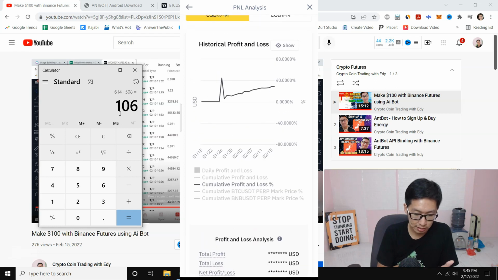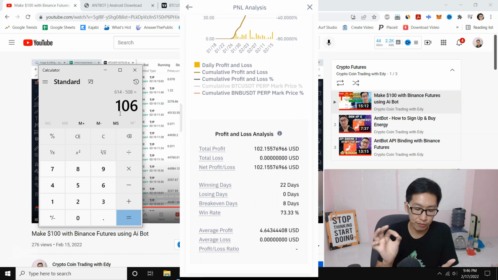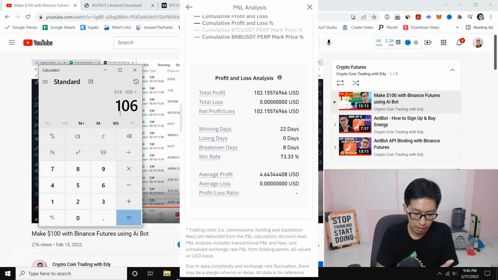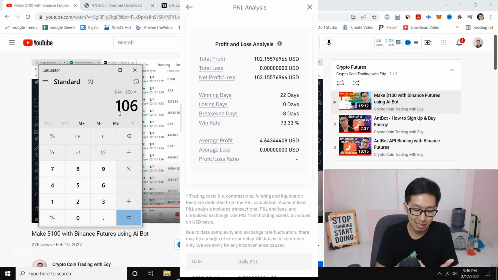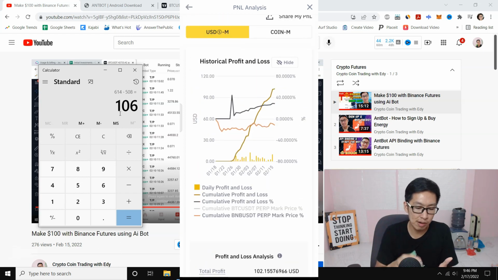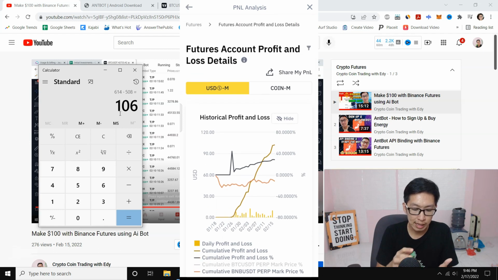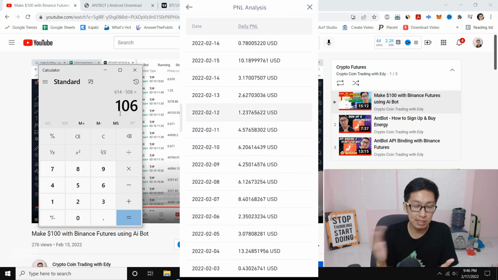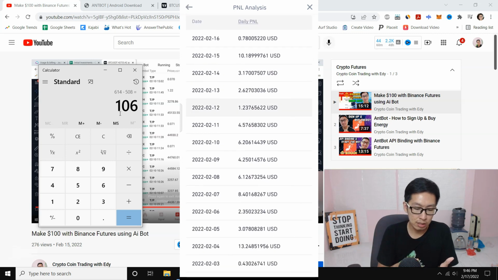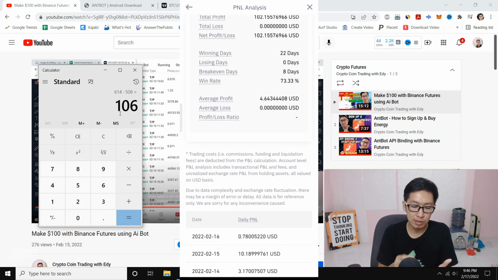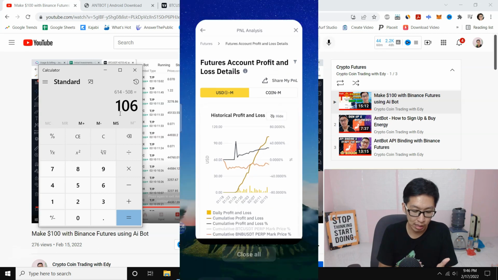Let me unhide this. You will see total profit 102. Winning days 22 days, no loss. Average profit $4.64. Okay, guys, and I'm playing with 3 to 4 coins. Now I'm only playing with 2 coins. Again, do your own money management, guys. Very, very important. If I scroll down, you can see yesterday I'm making like $10, $3, $2, $4, $8, etc. That's how the bot works. And I'm using all AI, guys.